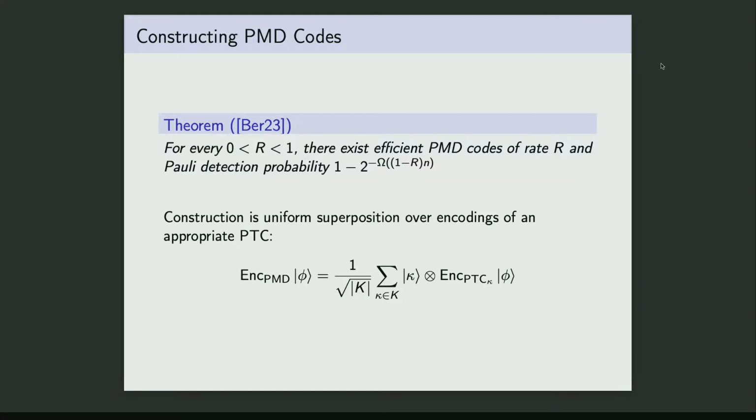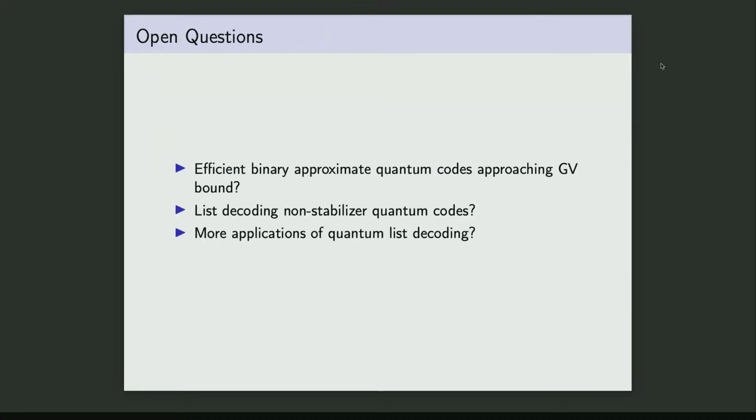And I guess finally, we also need to construct PMD codes, which in the same follow-up work I mentioned, they achieved by basically just taking an appropriate PTC and encoding our message state as a uniform superposition of PTC encodings over all possible secret keys. It turns out that for certain PTCs, this gives a PMD. So I'll just conclude with some open questions.